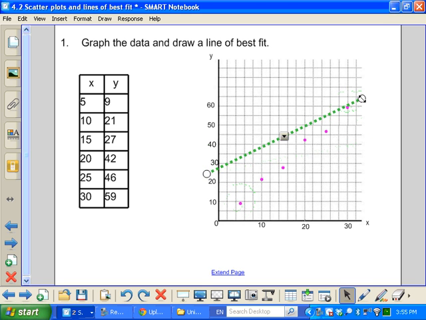So we draw a line that touches, or at least comes close to touching, as many points as possible. It fits the best, okay? It doesn't fit perfectly. Some of the points aren't exactly on the line, but that's okay. So that's what I mean by a line of best fit, okay?